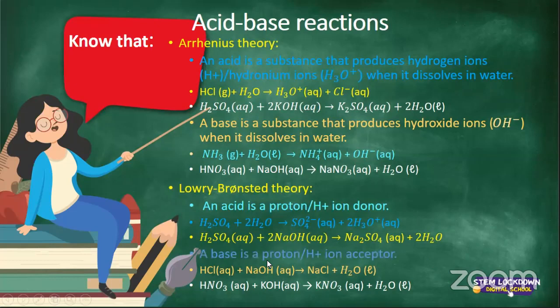Right, so a base is a proton or H plus ion acceptor. So you can see here, if you have HCl reacting with sodium hydroxide, which is a base, the hydroxide accepts the proton from the acid. So it's a proton acceptor. It has accepted a proton from the acid to form water.